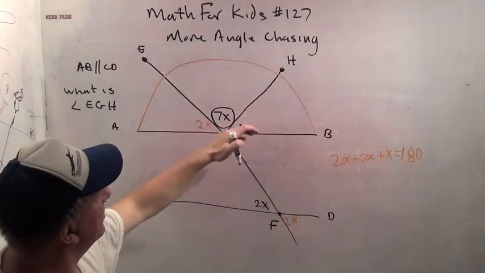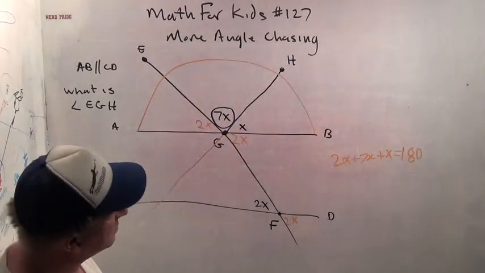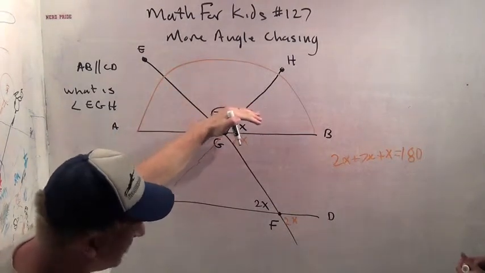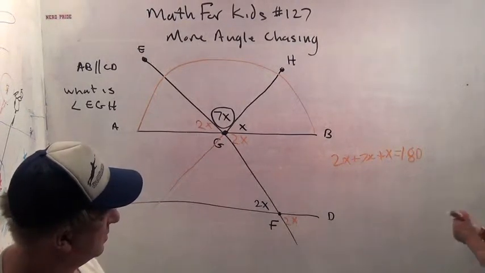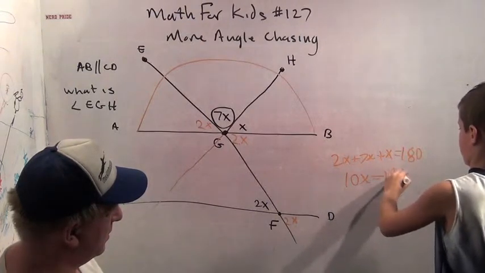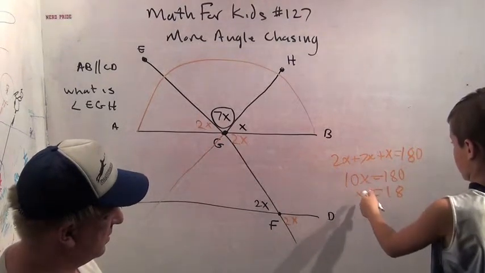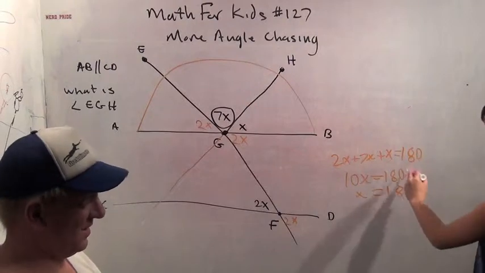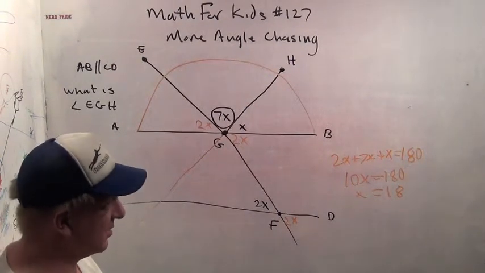What made you think of 7x plus 2x plus x? The larger to smaller. Well, that's fine. But instead, it's probably best to sort of go across the angle. Now, how can you simplify your equation here? It's just 10x equals 180. So x is 18. How did you figure that out? Divide by 10. Okay, so x equals 18.